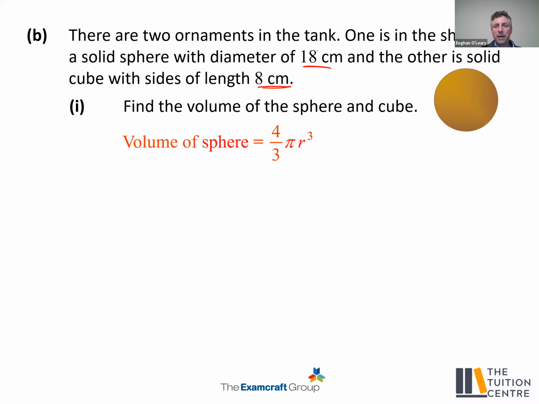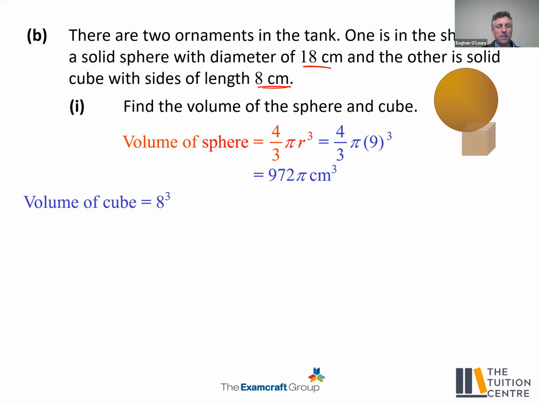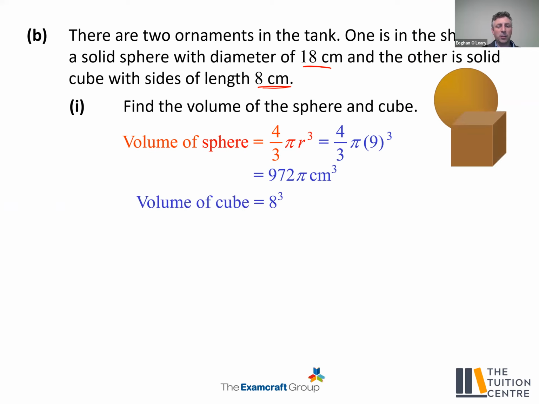Well, if we have a sphere, the volume is going to be 4 over 3 pi r cubed. So the volume, knowing that the diameter is 18 centimeters, the radius is 9, the volume is going to be 972 pi centimeters cubed. The volume of the cube then, side length 8 centimeters, that's going to be 512 centimeters cubed. 5 marks for that, so that should be straightforward.